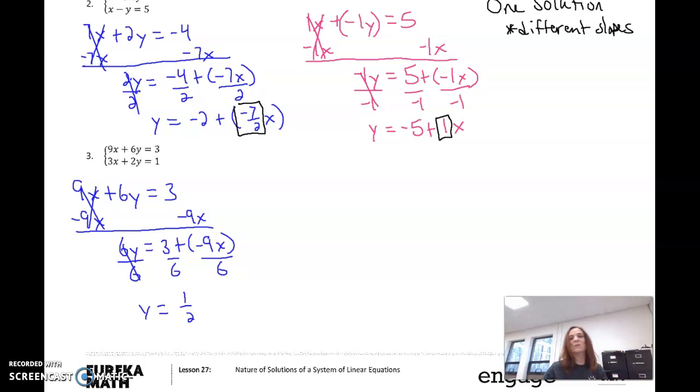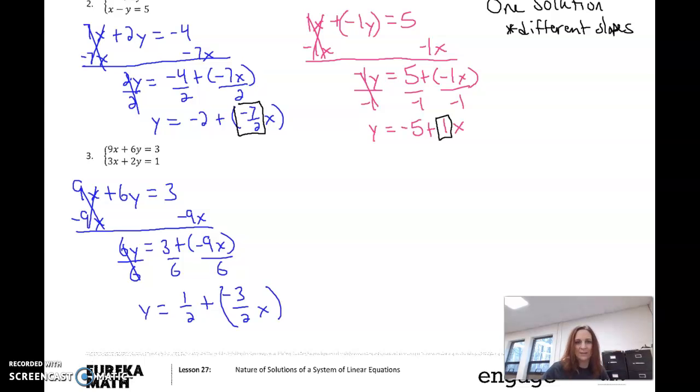It's always good to reduce because sometimes our slopes might look different, but they actually are the same thing because they reduce to the same fraction. I can divide both of these by 3. So 9 divided by 3 is 3, so negative 3. 6 divided by 3 is 2. So negative 3 over 2 times x.